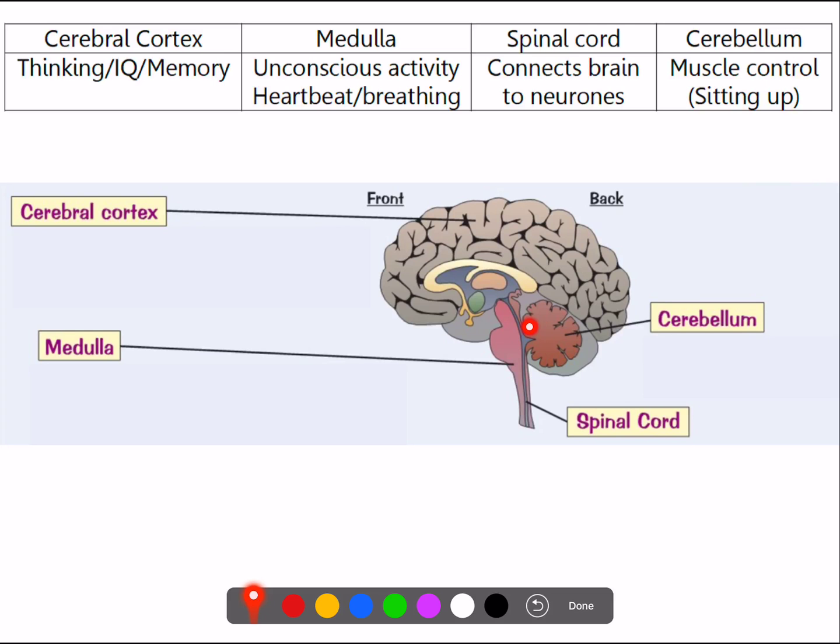If someone was, for example, to have damaged their cerebellum, they would find it difficult to coordinate their muscles. So, for example, they would not be able to walk properly. If someone damaged their cerebral cortex, that could affect their thinking, their IQ, and even their memory, etc.